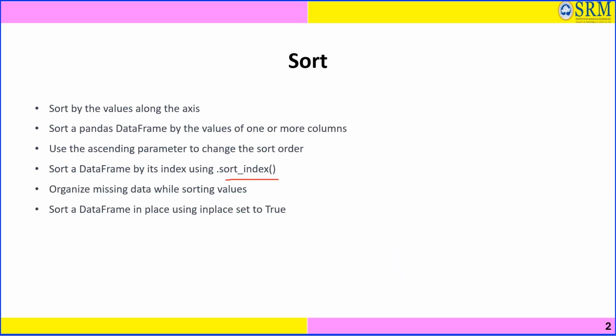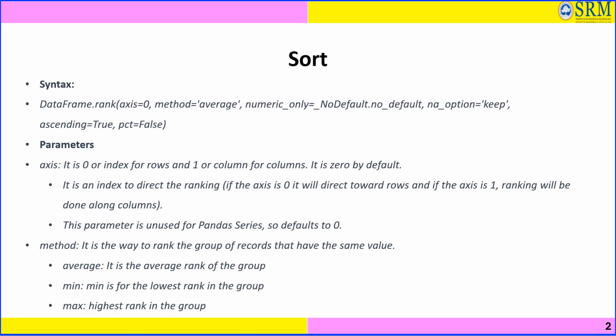Okay, so what is the use of sorting? So sort by values along the axis. Either you have to sort row wise or column wise. Sort a pandas data frame by the values of one or more columns. Use ascending order, and the code is dot sort_index, and organize the missing data while sorting values. So if the missing data will be organized, you have to use inplace because it will be replaced. Okay, so this is the syntax.